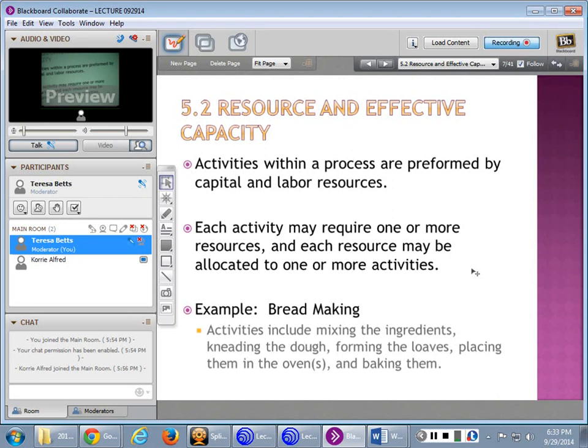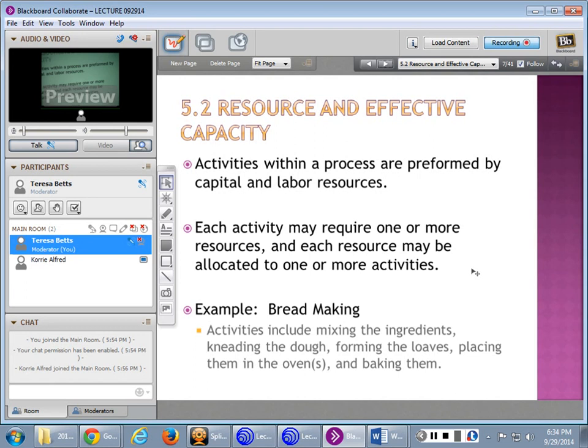Okay, and so as we start to look at our processes and find out what our capacity is and what our utilization is, we're not necessarily just looking at one or the other. It can be either. Each activity may require one or more resources, and each resource may be allocated to one or more activities. So again, to me, that could be the what.